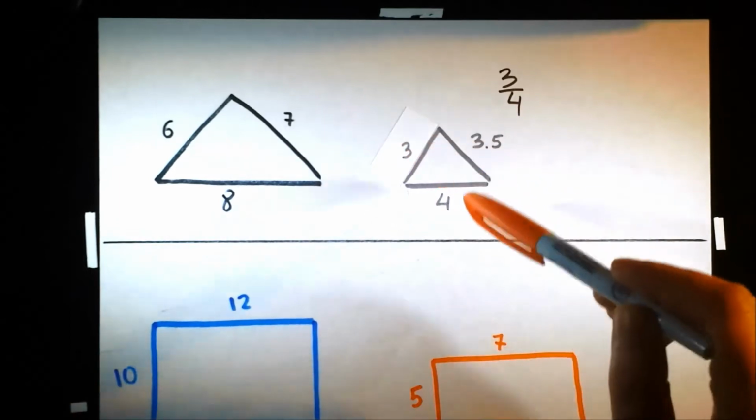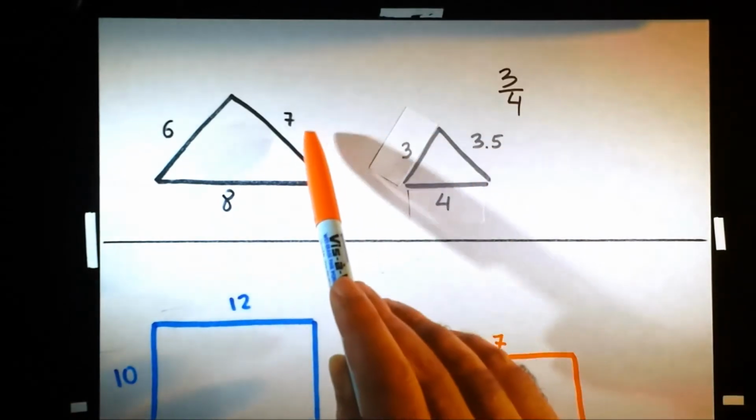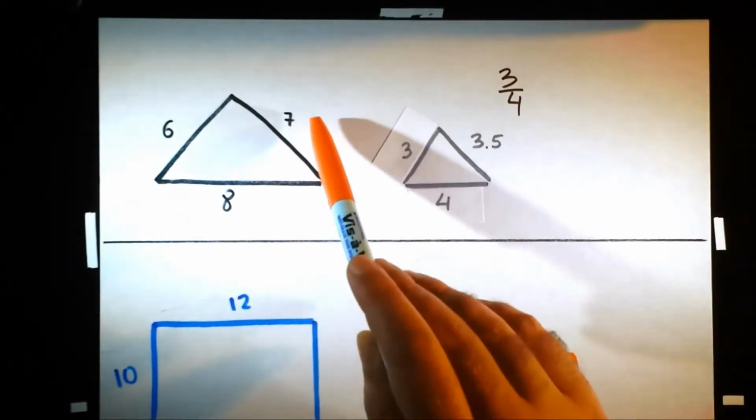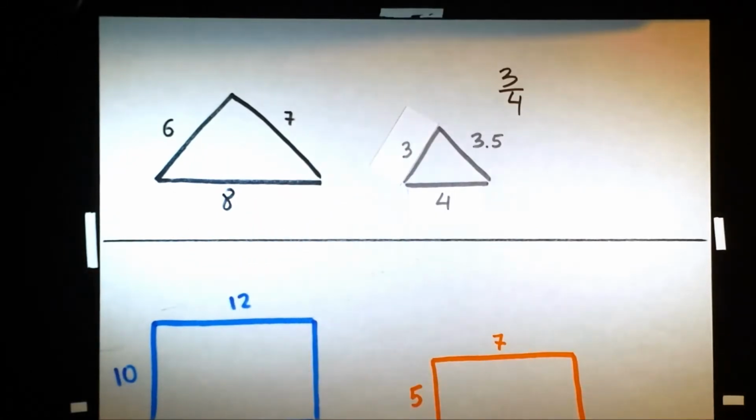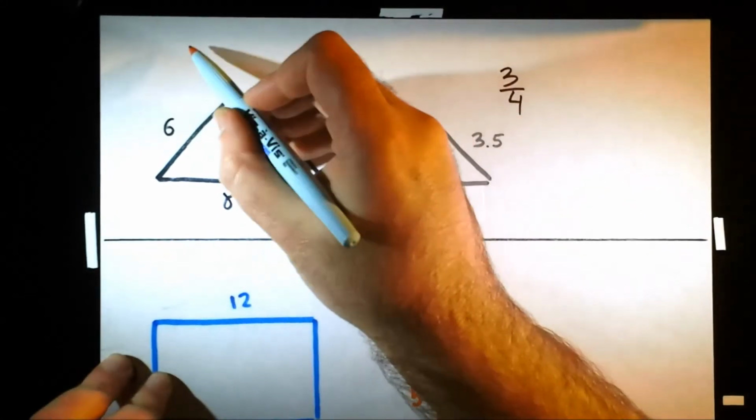If you choose this side and this on top, this on the bottom, you can't go in and then for the second object choose this side and this side. You have to choose the same sides. So here it's going to be 6 over 8.